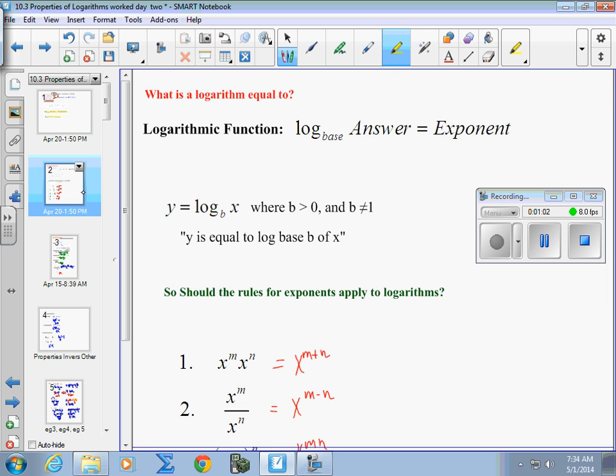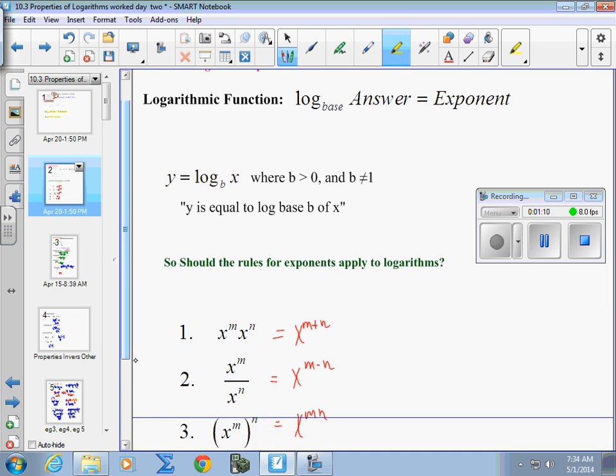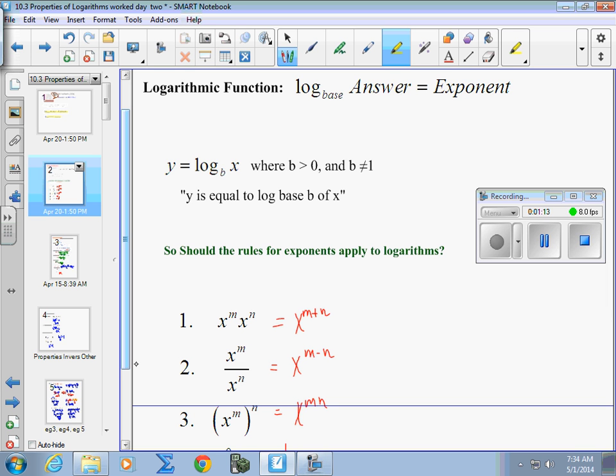Today, like I said, a logarithm is equal to an exponent. So all the rules for exponents are important. I've written the rules for exponents up here again.